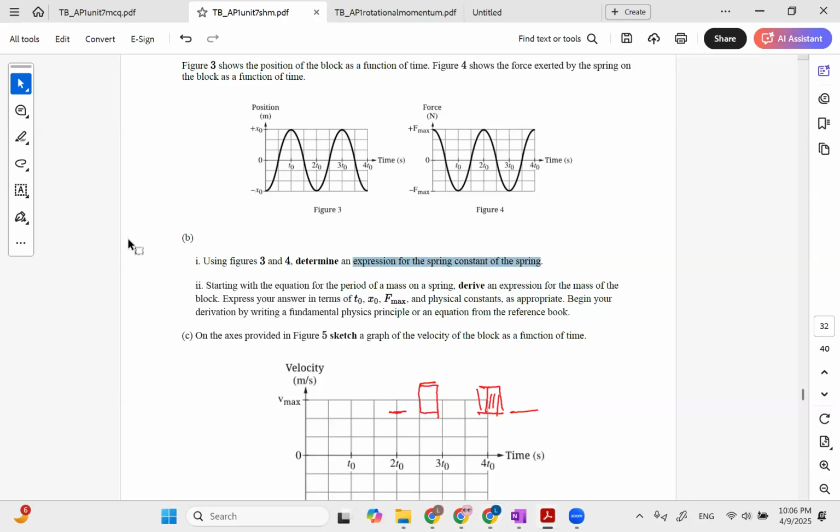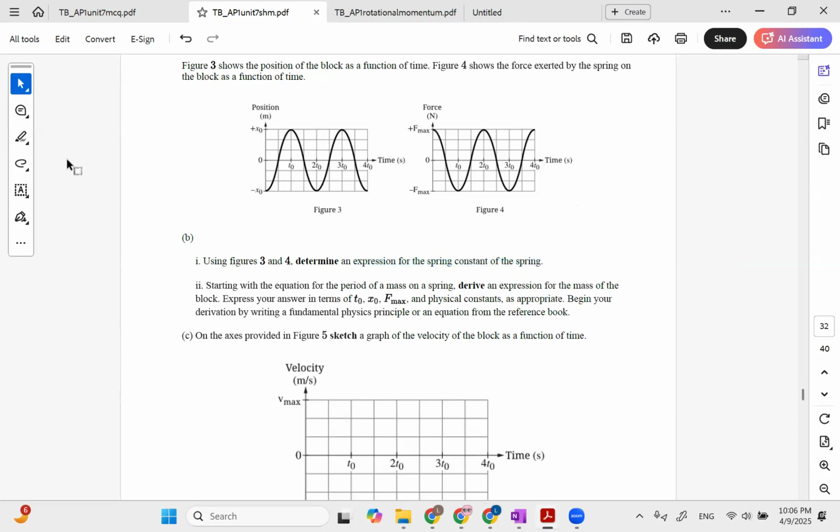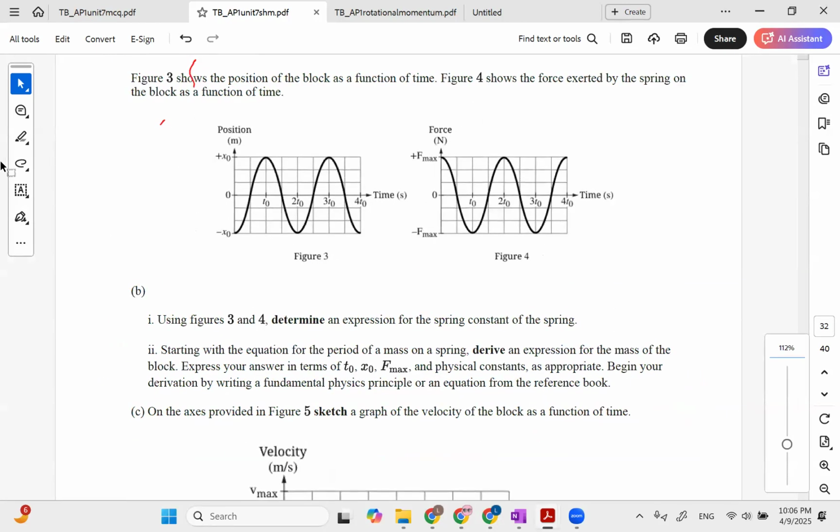So how do you find a spring constant? What equation do you want to use? Look at the graph. What is it given here? Remember, every time you are given a graph, be careful, make sure you read through the key information, right? What is given, what you are looking for.